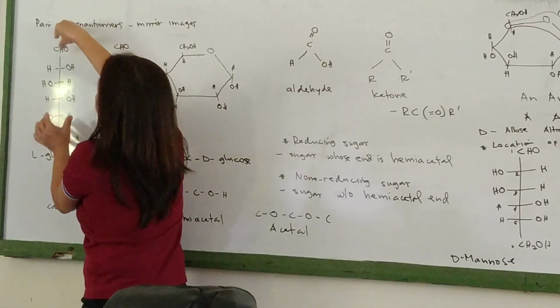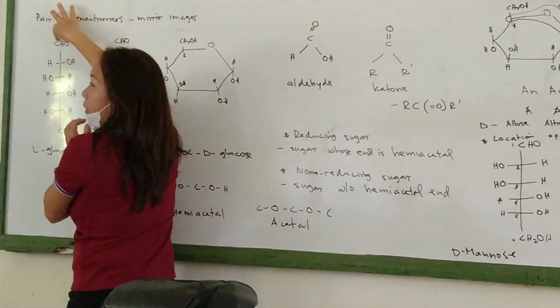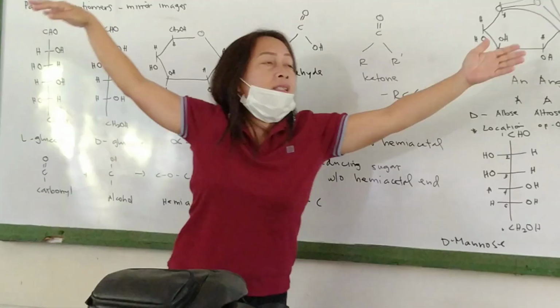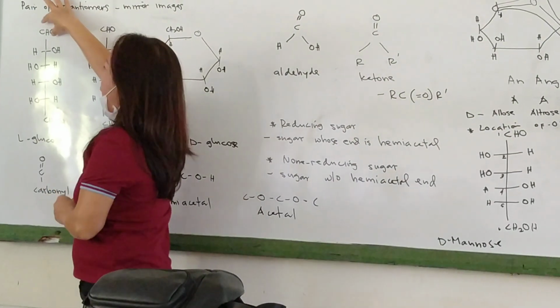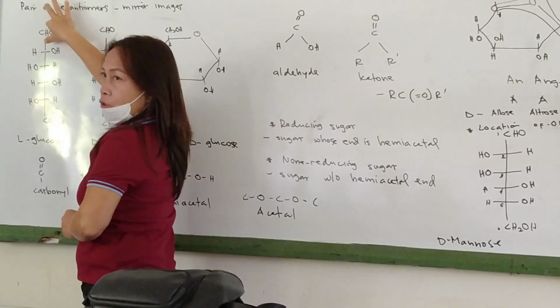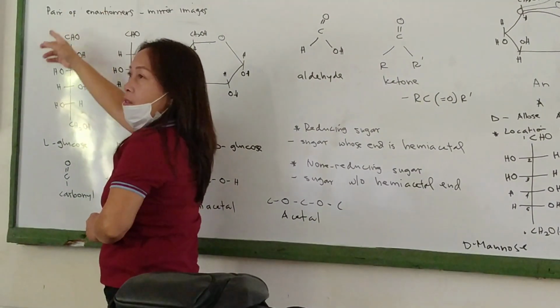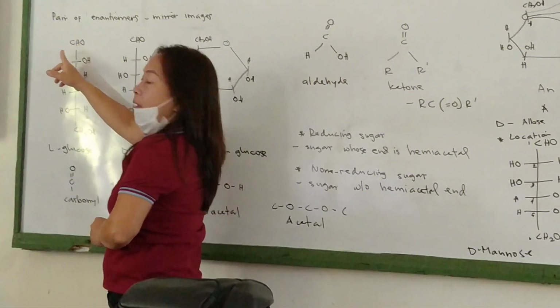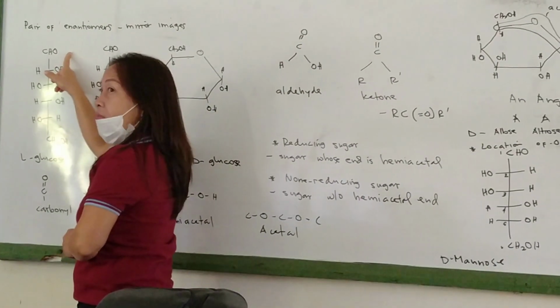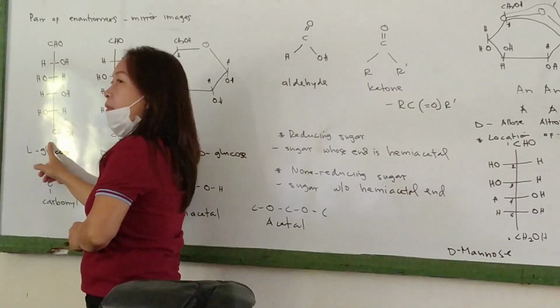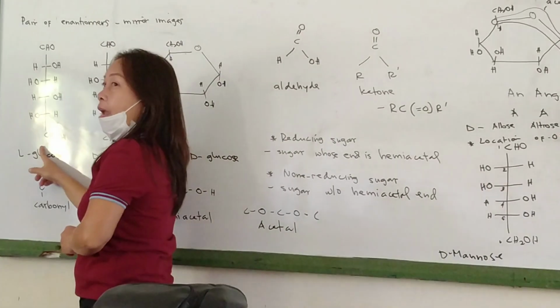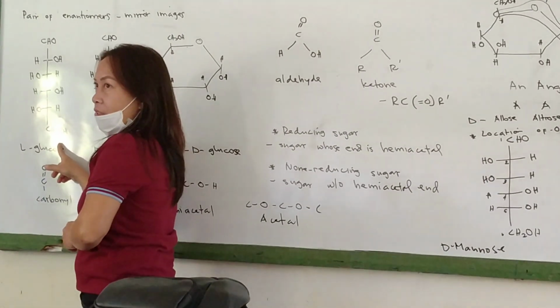Say again. The first carbon, all of these monosaccharides have this structure, CHO. This is the first carbon. All have CHO, so there's no problem. And the sixth carbon, all have CH2OH. Are you with me?